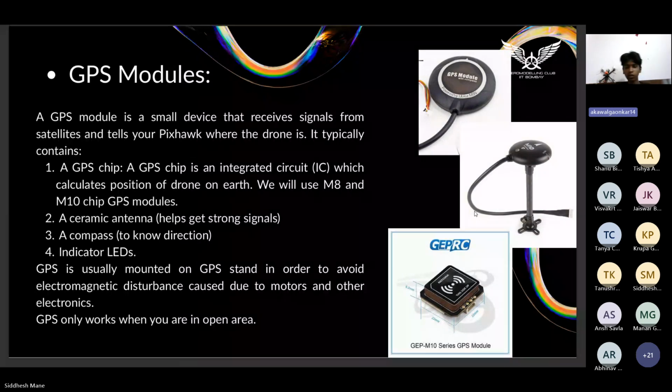हाँ, तो here you can see different types of GPS module. यहाँ पे एक नीचे जीपीआरसी का दिख रहा होगा और ऊपर एक जेनेरिक GPS module, yeah. So a GPS module is a small device that receives signal from satellites and tells your Pixhawk where the drone is. It typically contains जीपीएस चिप। मतलब इसके कंपोनेंट में एक जीपीएस चिप होती है। It is an IC, मतलब इंटीग्रेटेड सर्किट, which calculates position of drone on earth. We will use M8 and M10 GPS which are latest GPS right now. पहले M4 भी आते थे, M5 भी आते थे। Now currently we are using M8 and M10.